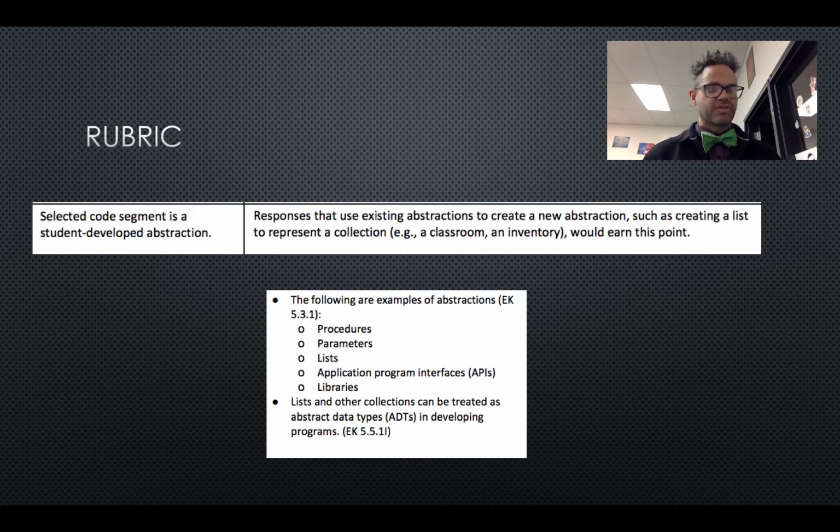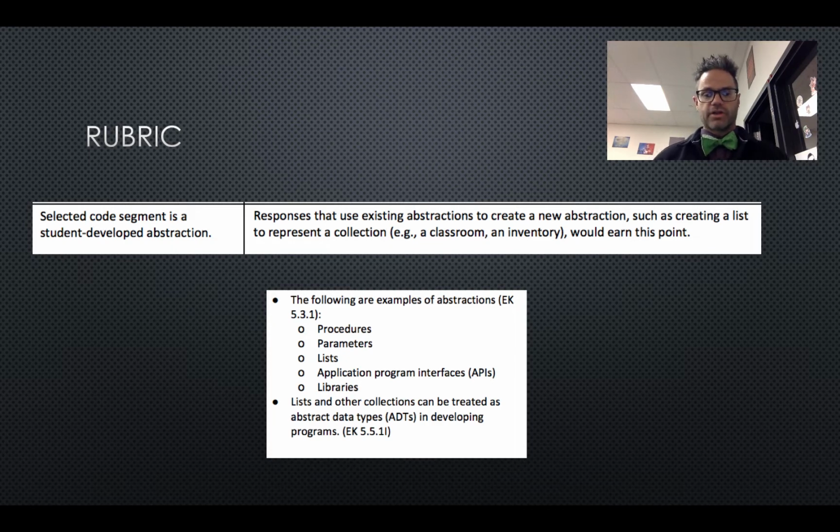Now, we have a couple of specific examples also from the rubric right here. And again, if you have that big purple book, you can see more detail on this. But we have procedures, also known as methods, parameters, aka the things that go inside the parens on a method, lists, we've been using those for a little while, as well as APIs or application program interfaces, things we use to actually do cool stuff inside projects, as well as libraries that exist either inside the language you're looking at or get brought in from an external library to do some cool stuff as well.